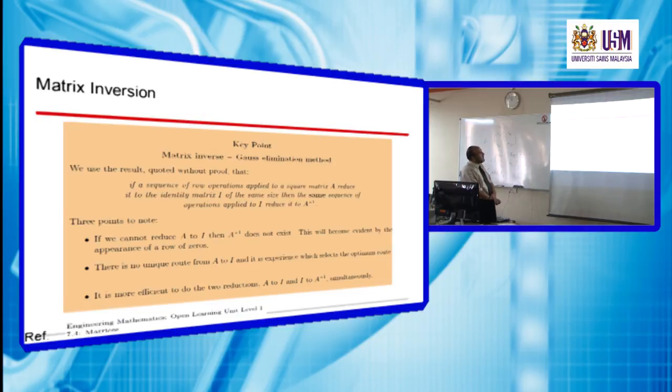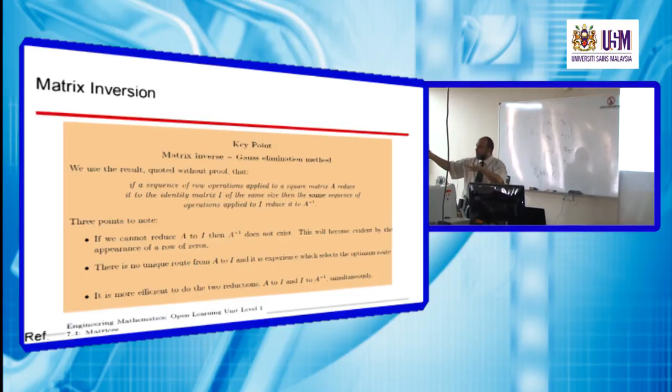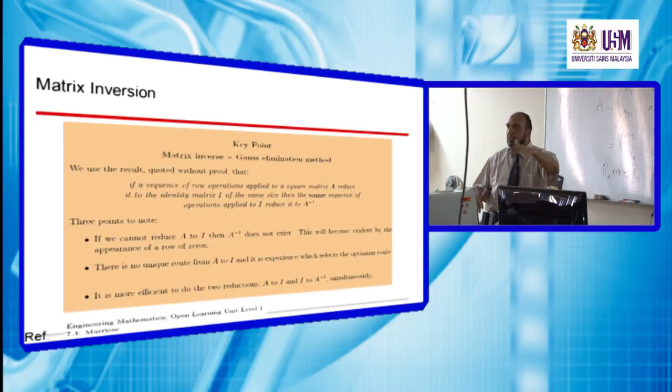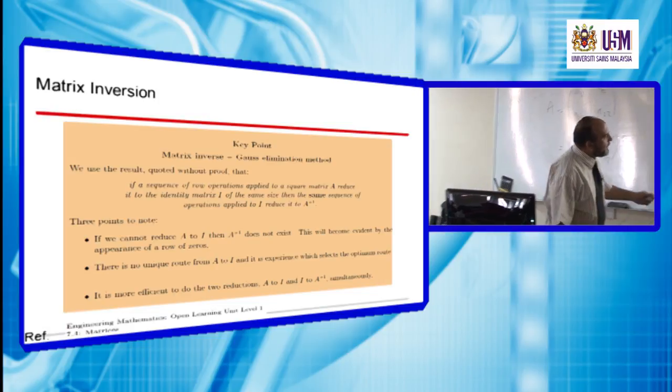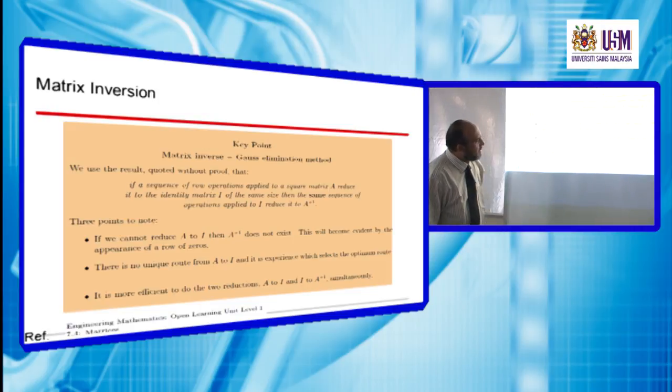The second one, there is no unique route. I may use a certain route, you may say use another route. What do I mean by route? I have three operations: interchanging rows, multiplying a row by a value, and multiplying a row and adding or subtracting it from another row. These are the routes. I may start with interchanging rows first. You may start with multiplying by a number, then you interchange. You do so and so until you find the solution. So we have no unique route to transform A to the identity matrix.